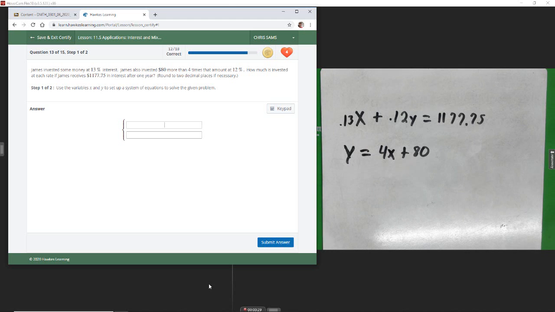I have to stop and think about it for a second. Okay, so we're going to type these in. 0.13x plus 0.12y equals 1177.75. And then this equation is going to be y equals 4x plus 80.